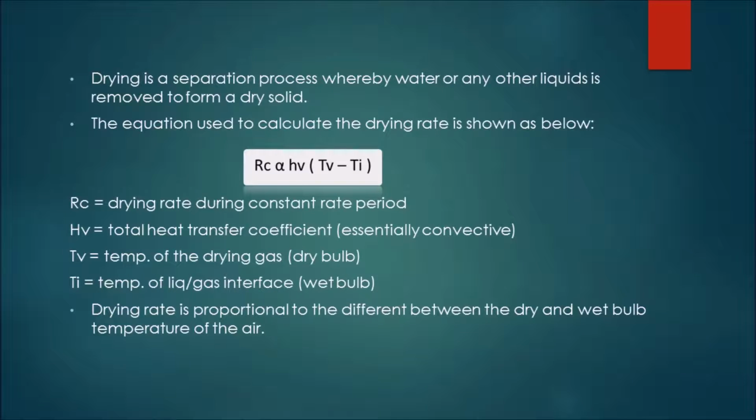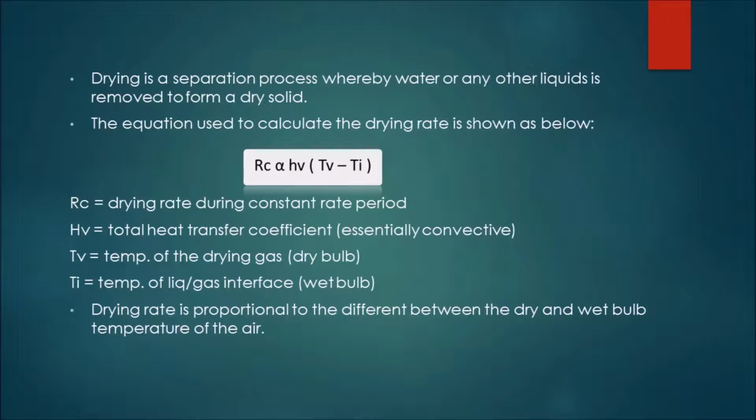Drying is a separation process whereby water or any other liquids is removed from wet solid in order to form a dry solid. Drying occurs as a result of vaporization of liquid by supplying heat to the wet solid. Drying rate of wet solid in air changes throughout the drying period since the controlling factors are different for each major section of the drying rate curve. However, many wet solids exhibit a period during which the drying rate is essentially constant.